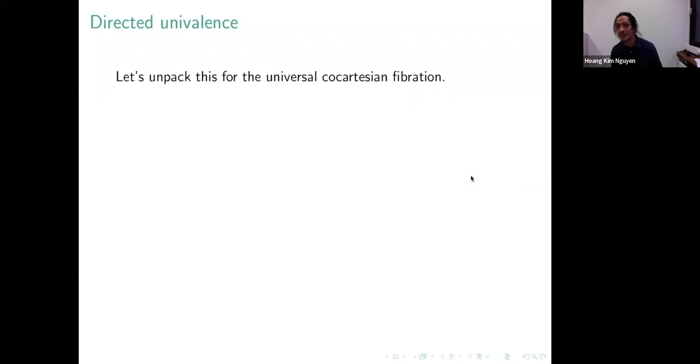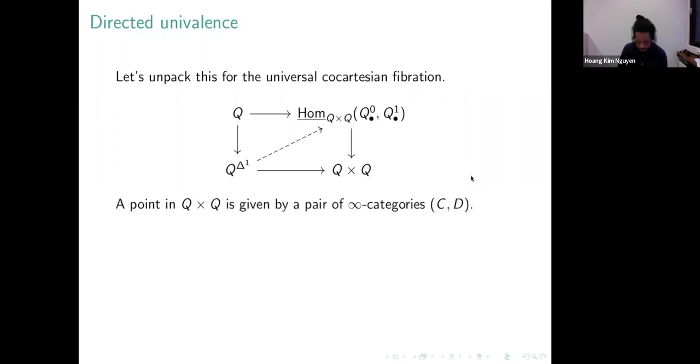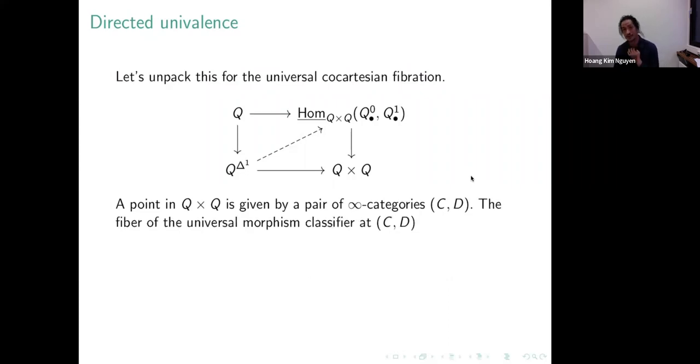So let's just unpack this for the universal cocartesian fibrations. What's happening here? We have this lift. And what's the point in this product? It's just a pair of infinity categories, say. And the fiber over this of the universal morphism classifier over this point turns out to be the functor category in simplicial sets. But it's not really the functor category, it's the maximal groupoid. So that's the maximal groupoid of the functor category.